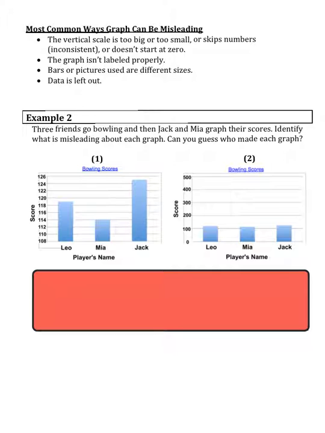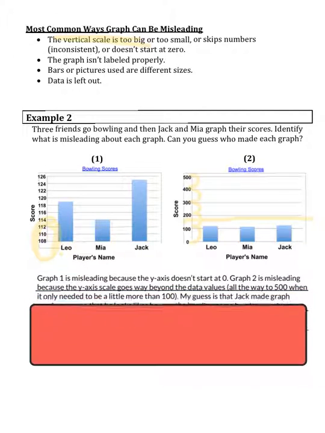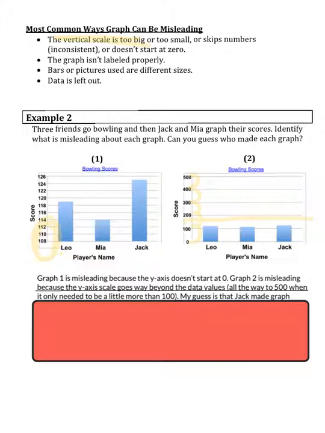Okay, so hopefully you've tried it on your own. Hopefully you noticed the 2 misleading things, because we have talked about them already. This first graph, graph number 1, does not start at 0. That's a problem. Graph number 2, I mentioned it up here, the vertical scale is too big. This is going all the way up to 500 when there's no need to. The data is all the way down around 100. They maybe could have gone up to 200, but they went well beyond what they needed to. So what does this cause? Graph number 1 is misleading because the y-axis doesn't start at 0. And graph number 2 is misleading because the y-axis scale goes way beyond the data values, all the way up to 500, and it only needed to be a little over 100.